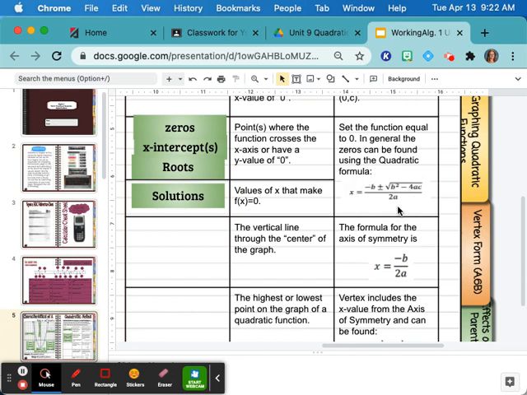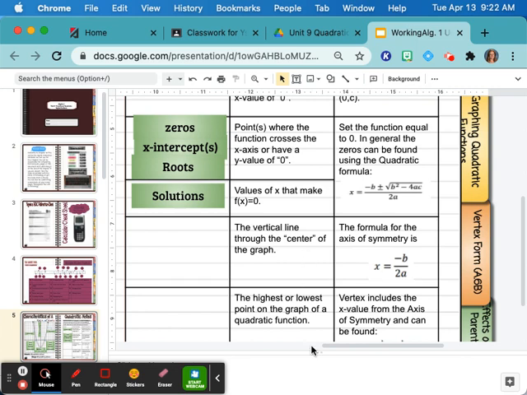And this looks kind of like an ugly formula, doesn't it? This is called the quadratic formula. Set the function equal to 0. In general, the zeros can be found using the quadratic formula. X equals negative b plus or minus the square root of b squared minus 4ac all over 2a. There is a song that goes with this that you will learn, and you won't be able to get it out of your head.